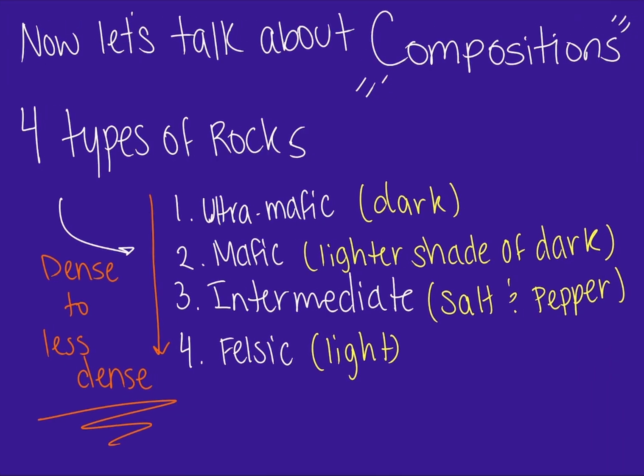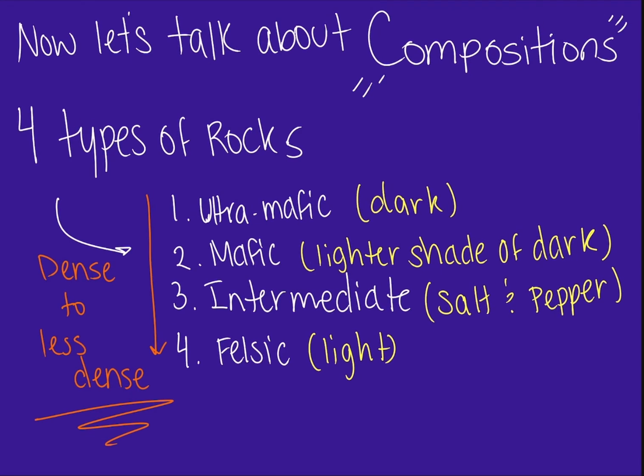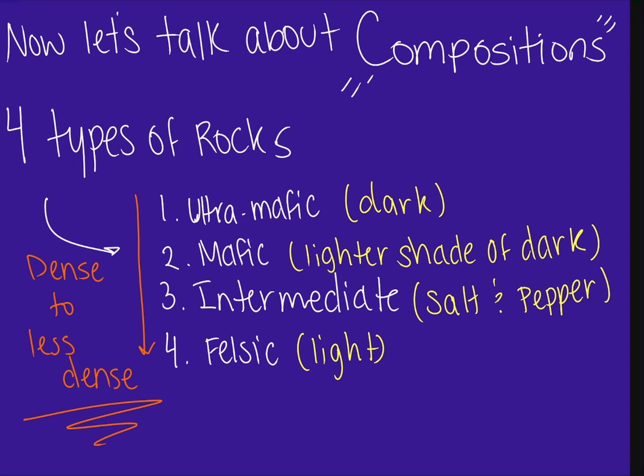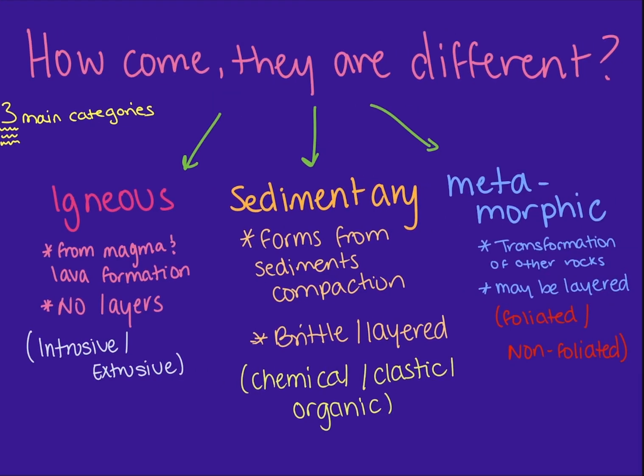The four total types of rocks that we're going to be talking about are ultramafic, mafic, intermediate, and felsic. They range from densest to least dense, as well as from dark to a lighter shade, with one including a salt and pepper type of rock. You can see it more. Now, they come in different forms.